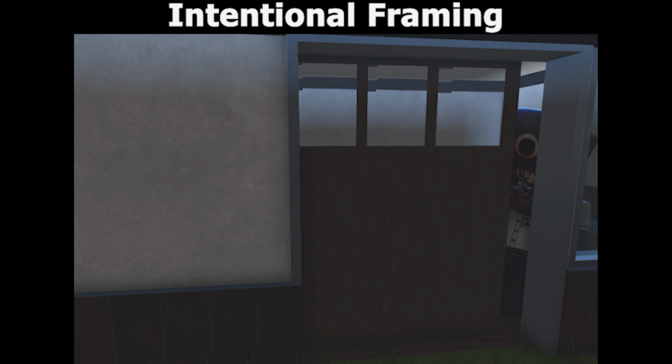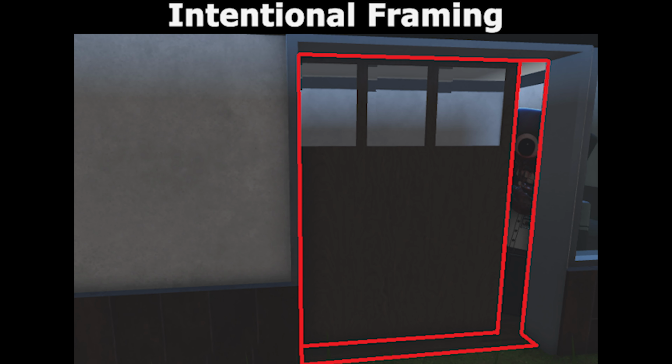Intentional framing is about using architectural shapes and openings to highlight what matters. It helps the viewer understand which part of the scene is important. We do this by placing our subject inside a visual container. This creates a natural stage and separates the subject from the rest of the composition.